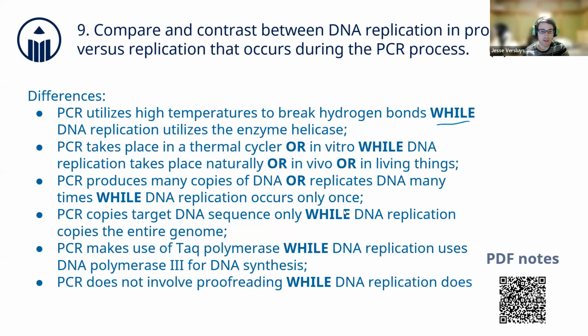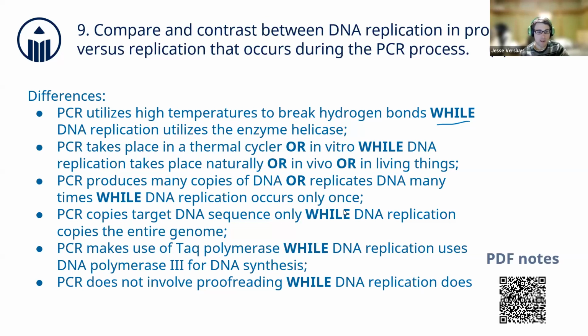So PCR uses high temperatures to break those bonds, whereas DNA replication requires helicase. PCR takes place in the thermal cycler or in vitro laboratory, while DNA replication takes place naturally or in vivo, or in living things, you could say. PCR produces many copies of the DNA or replicates the DNA many times, while the DNA replication only occurs once per cell division, I guess. It occurs many, many times in your body. PCR copies the target DNA sequence only, while the DNA replication copies the entire genome.